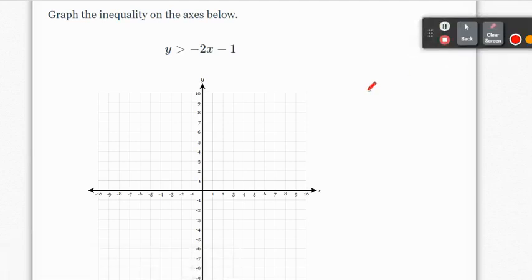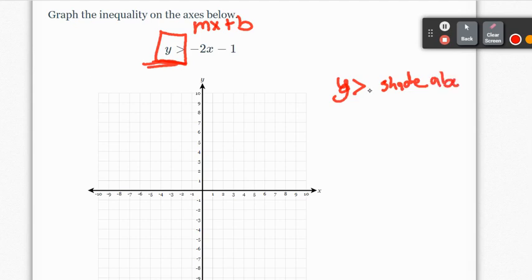So graphing an inequality, a linear inequality in mx plus b form, there are a few options for us. Focus first of all on this y is greater than. If we have greater than, we have a couple of options. Y greater than is shading above. Y greater than or equal to is also shade above.